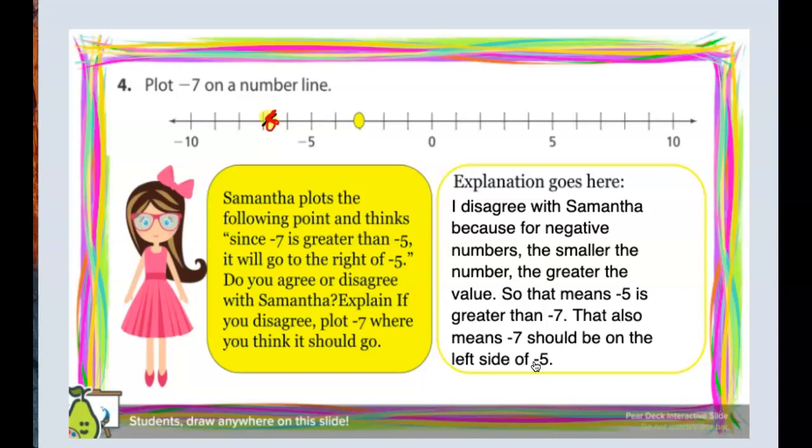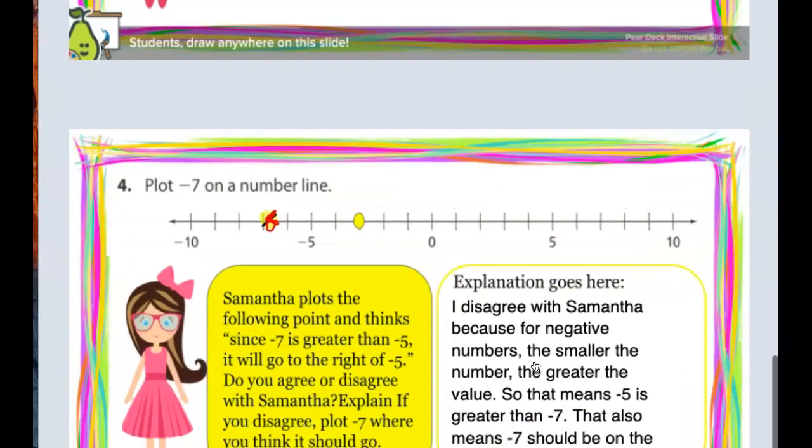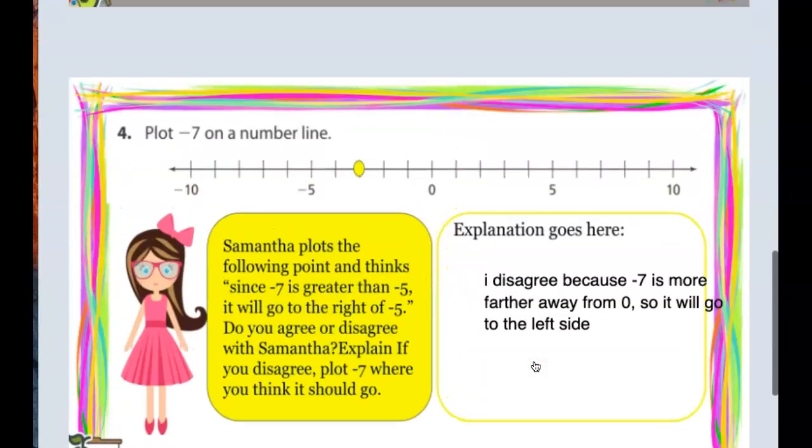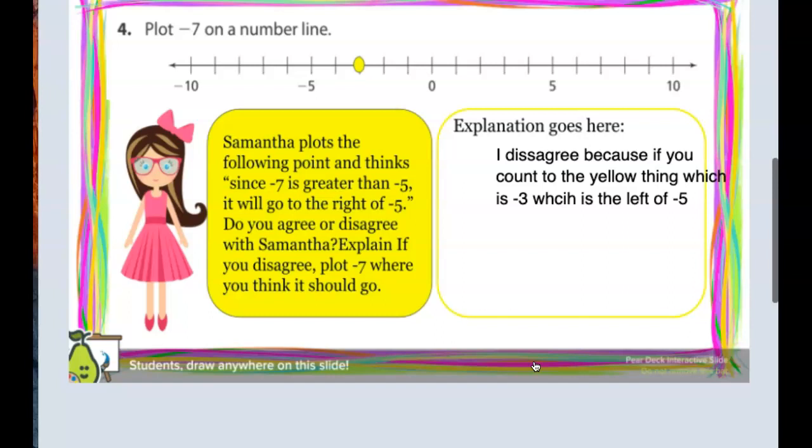This is what I wrote. I disagree because if you count to the left, you get -3, and so that is left of -5. So this is what you saw. All right. So would you like to plot the points where it is? It says plot -7 where you think it should go. So plot that and then we'll go over to the other questions, okay?